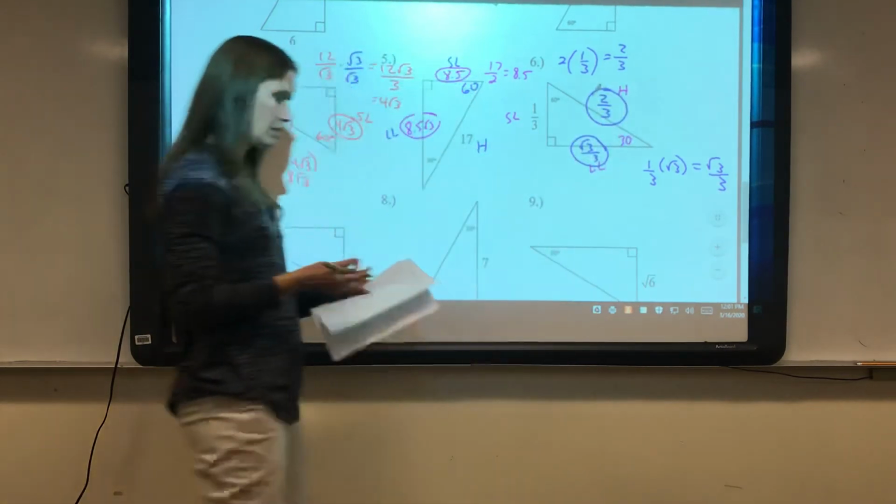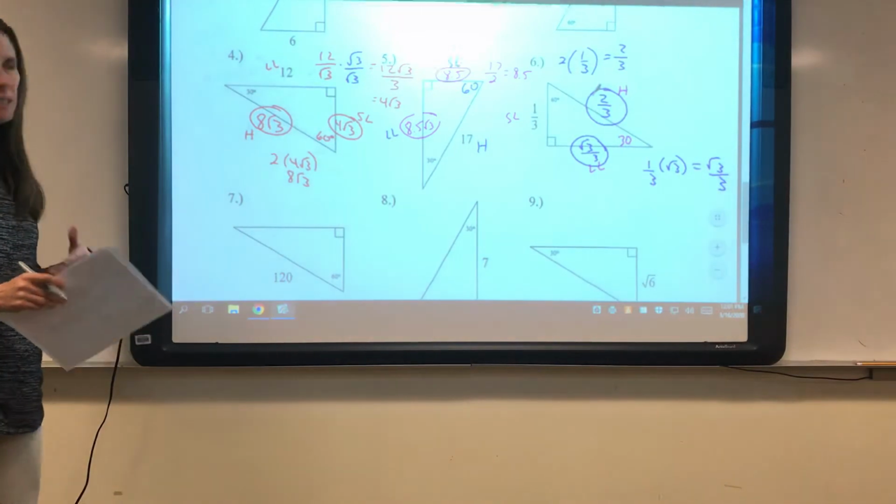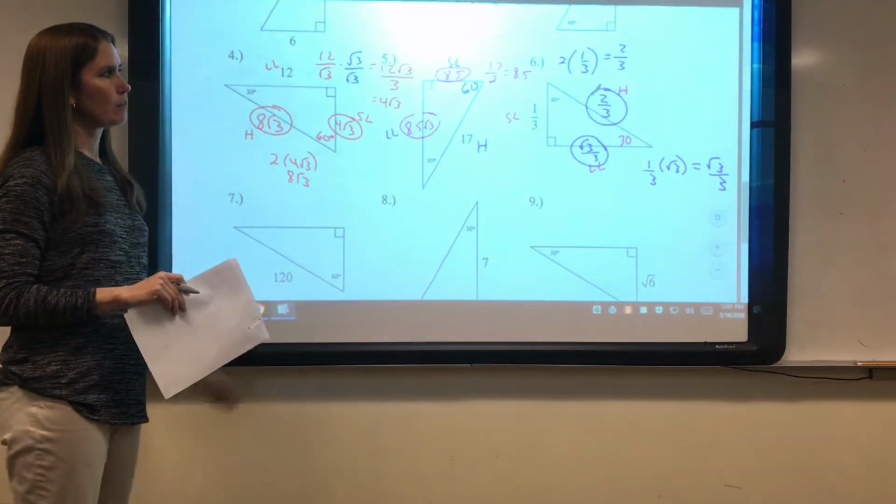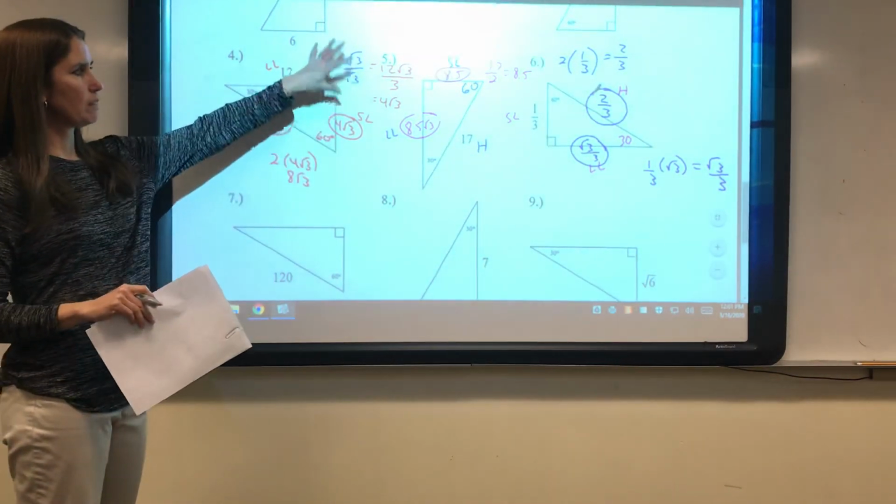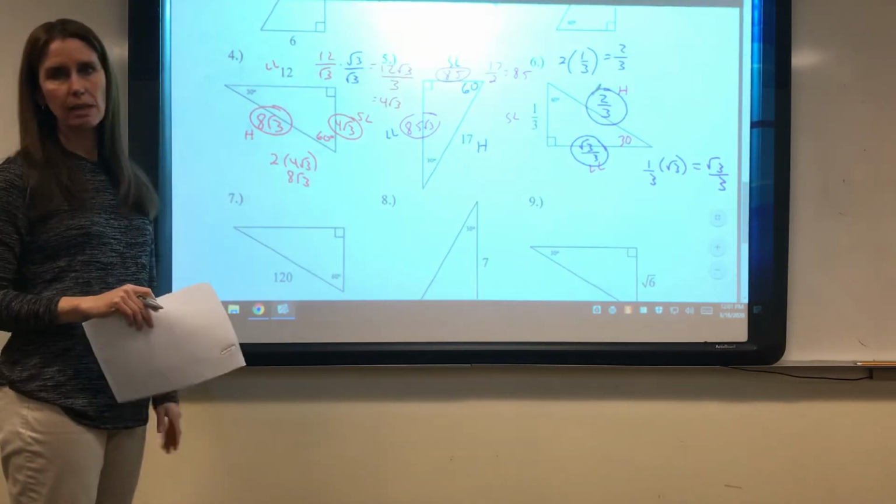Okay, so again, that one looks a little different, but again, it's the same idea that we keep repeating over and over. Sometimes there's this little bit of algebra we need to do off to the side, and sometimes there really is not.